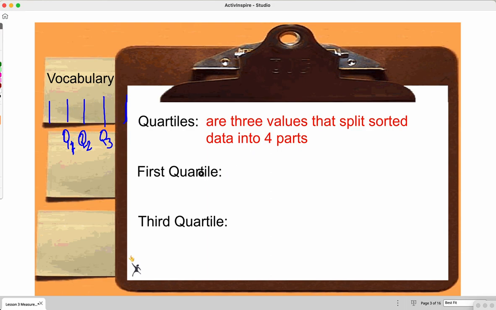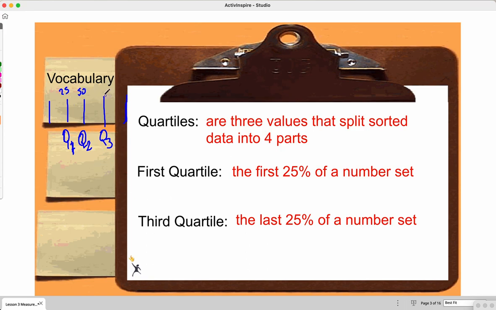Okay? Our first quartile is exactly what it sounds like. It's the 25th percent of the data, where the second quartile is the 50th percent of data, and my third quartile is my last 25% of the data, which actually would be the 75th percentile, 75% of the data for that given set. So those are the numbers that we're kind of looking at to talk about measure of spread.